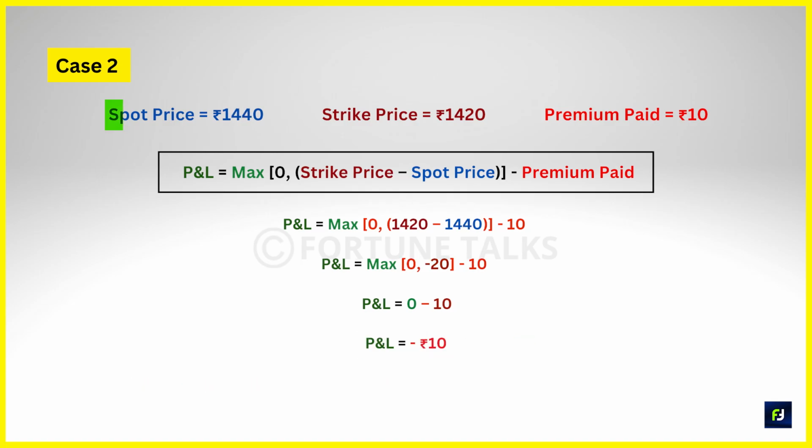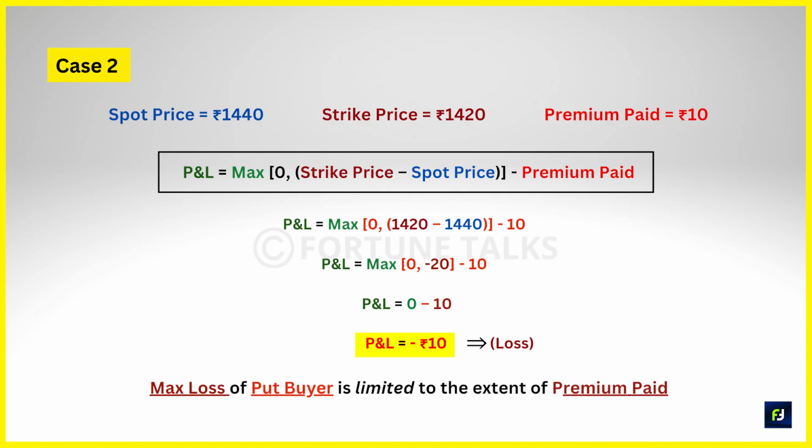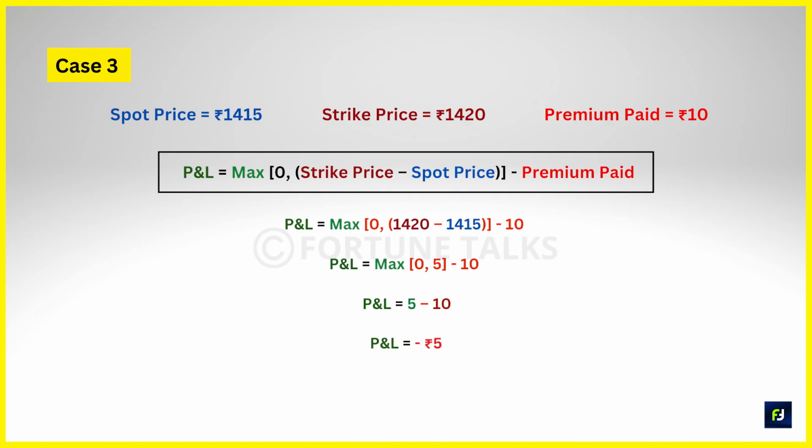For the spot price value of 1440, which remains above the strike price, we expect the put option buyer to bear a loss. The formula returns a loss of 10 rupees. This amount equals the upfront premium that has been paid. Now, in the third case, for the spot value of 1415, which is slightly below our strike price, what is your expectation? While putting in the value, the formula returns a loss of 5 rupees.